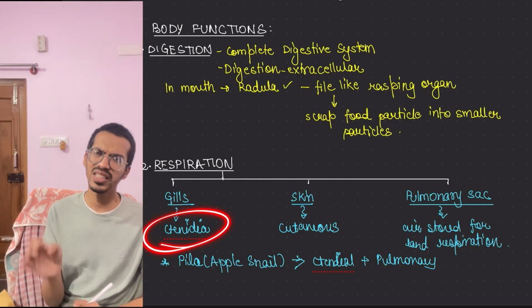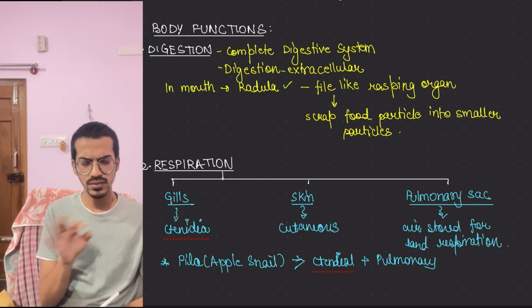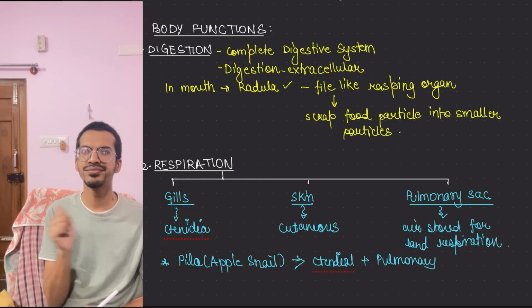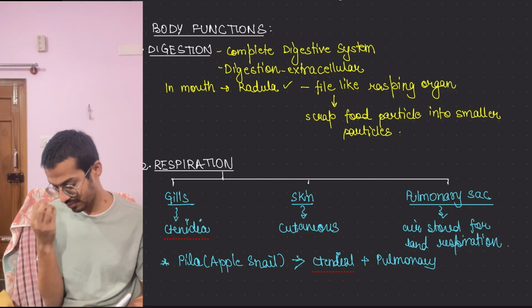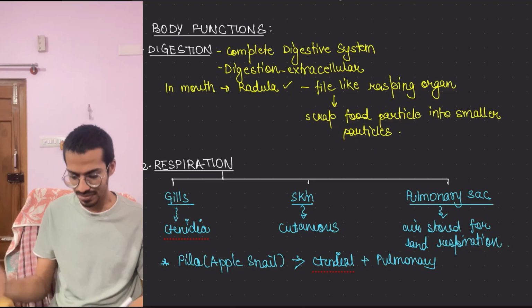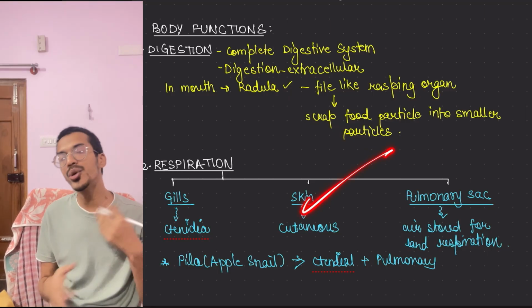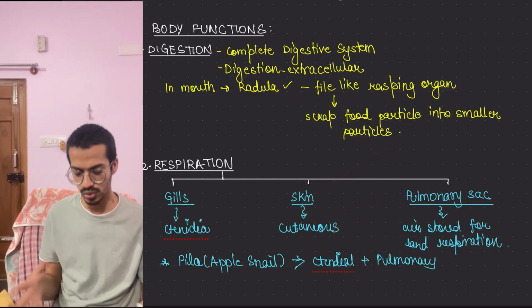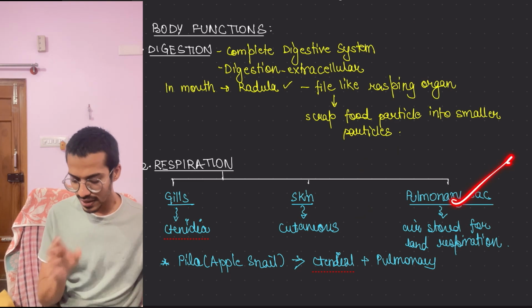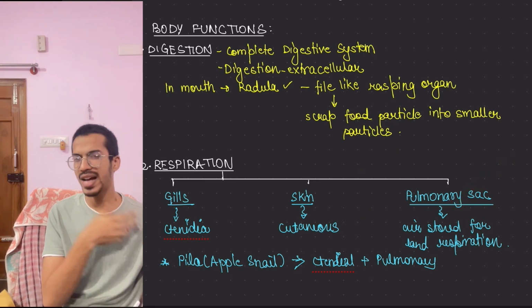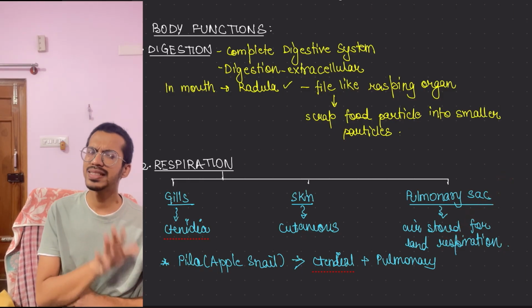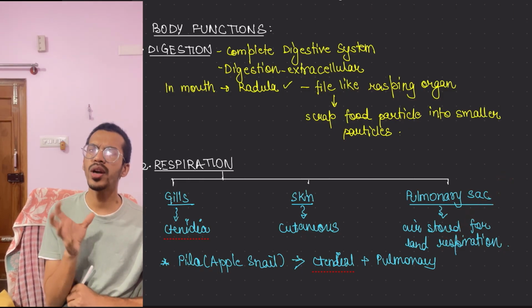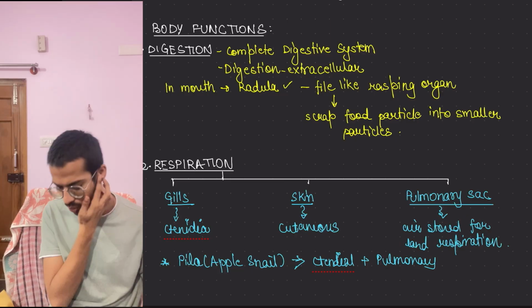Ctenidial respiration. The C is silent. Okay, I also forget sometimes. Then the skin: cutaneous respiration through the skin. And the pulmonary sac is like lungs, so that is present and it can breathe. The pulmonary sac helps in capturing oxygen to breathe over the land.